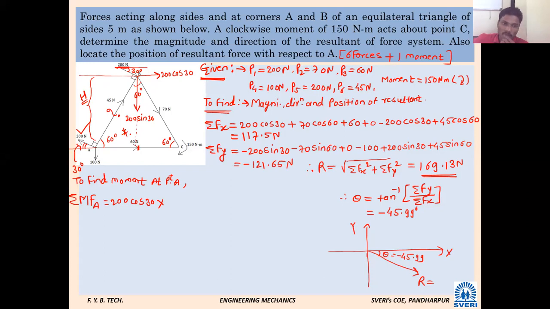30, 60, 90. Then we know one property of a 30, 60, 90 triangle: it is root 3 by 2 of 5, if I am not wrong. Let me just check. Root 3 by 2 of 5, where 5 is the hypotenuse in this case. Yes, sir. So it will be root 3 by 2 of 5. That will be the distance. Or you should know how to find the height of an equilateral triangle. That will be okay. Next force.